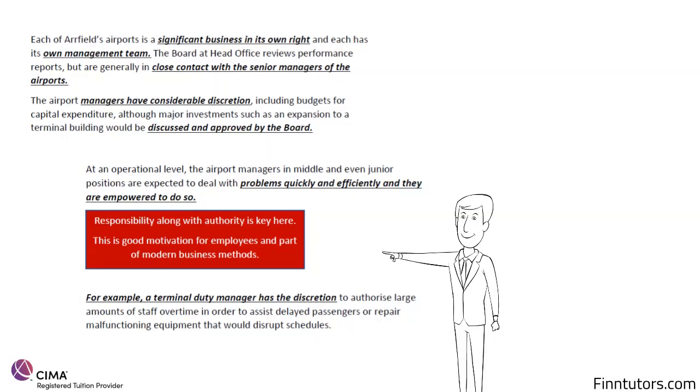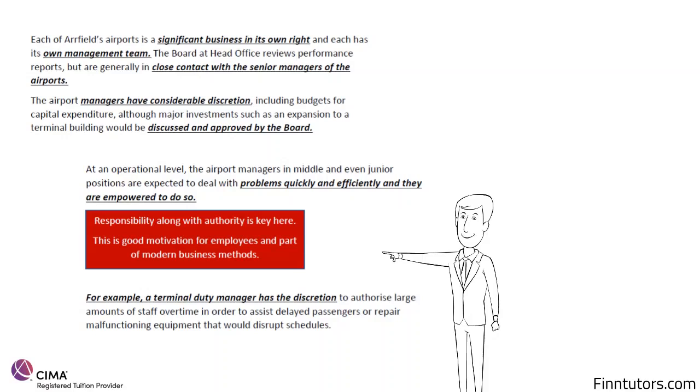Although major investments such as expansion of a terminal building, or other strategic decisions, have to be discussed and approved by the board. So you have given them responsibility, but it's not complete responsibility. There is a kind of hierarchy over here where the decision is taken at the top. At an operational level, meaning lower level, the airport managers in middle and junior positions are expected to deal with problems quickly and efficiently, and they are empowered to do so. So you are empowering them, which means they have been given the responsibility to deal with these issues, and the authority to make responsible decisions. Some decision-making power lies with them.